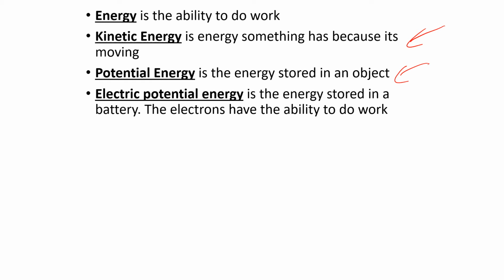So electrical potential energy is the energy stored in a battery. Then the electrons have the ability to do the work. So for this course, all of our potential energies that we're going to be talking about are electrical potential energy, the one that's stored in the battery.